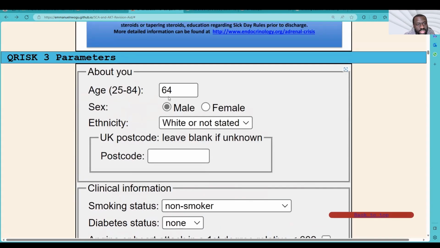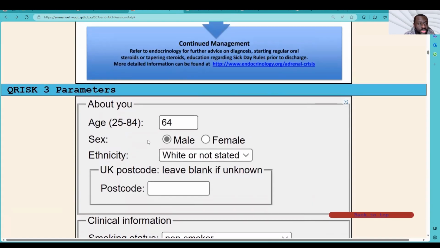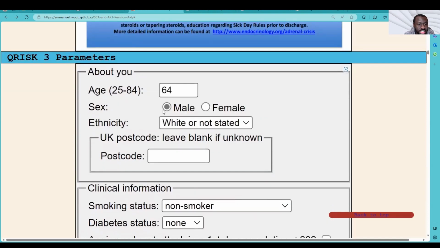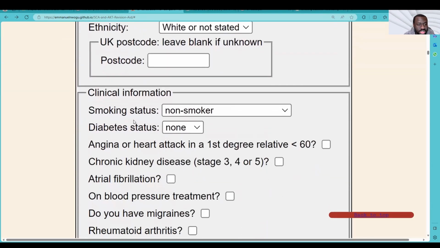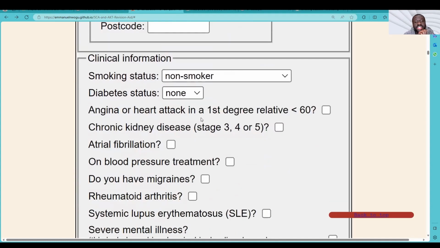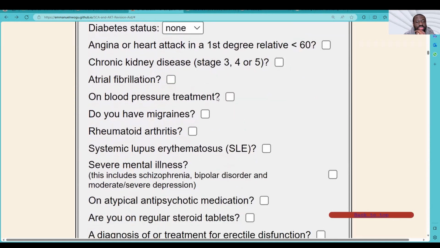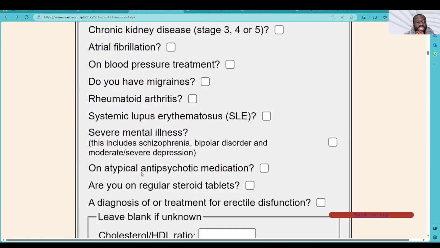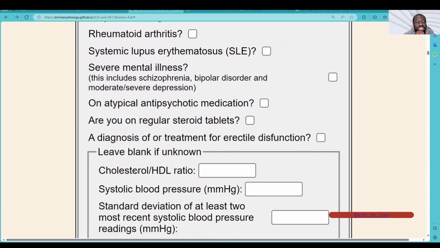Just to have an idea of the parameters that actually make up the QRISK3, just know that the age, sex, ethnicity, smoking status is part of it, diabetic status. The patient has had angina or heart attack in a first-degree relative less than 60 years of age. The patient has chronic kidney disease, stages 3, 4, 5. The patient has atrial fibrillation, the patient has blood pressure treatments. They have migraines, rheumatoid arthritis, SLE, severe mental illness on atypical antipsychotic medications.